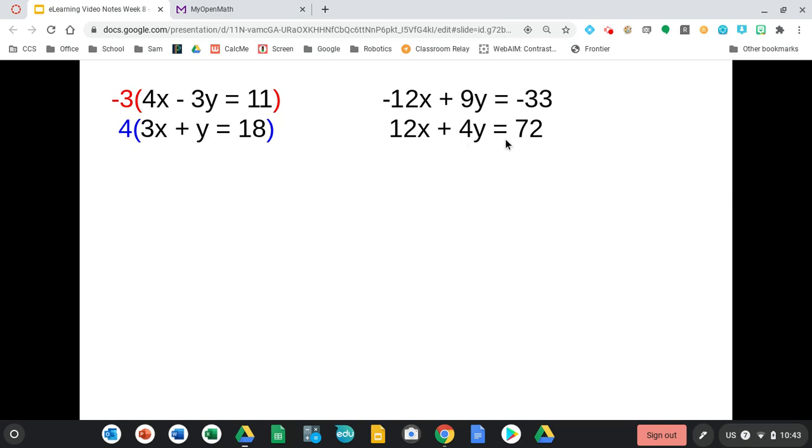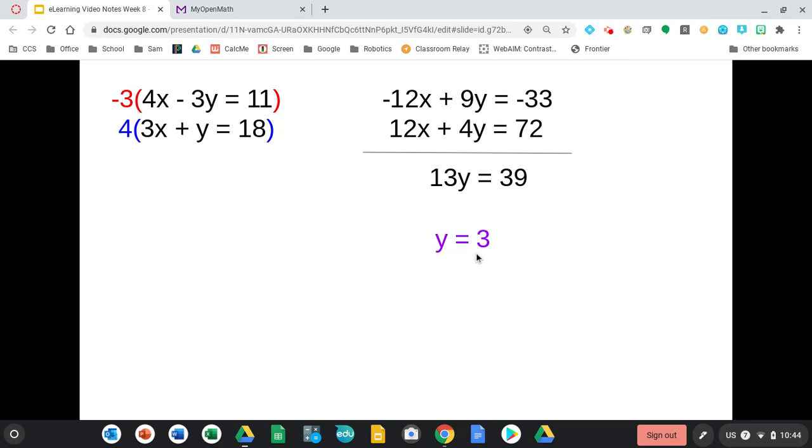Okay, now that we've done that, we're going to combine these equations together, and the x's are going to eliminate because negative 12x and 12x would give you 0. Okay, so we're going to draw our line and add these equations together. So when you add these two equations together, what do you get? Okay, we get 9y and 4y is 13y, and we get negative 33 and 72 gives you 39. Now, this is a real simple equation to solve. You've been solving that for several years now. And so what do you get for y? Okay, we end up with y is equal to 3.